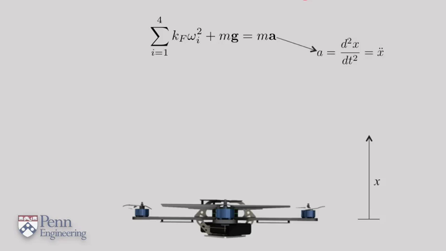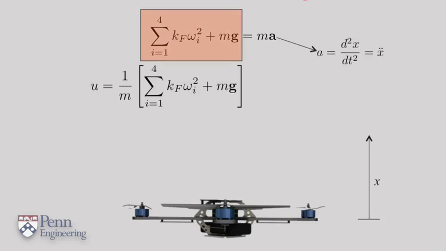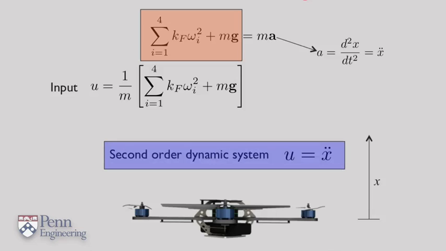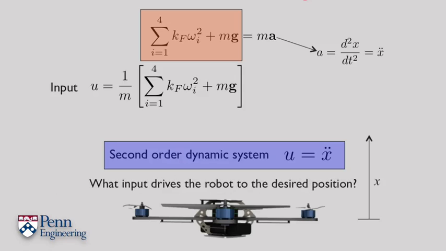Clearly, the acceleration is given by the second derivative of position. If you look on the left-hand side, you'll see the sum of the forces. Let's call U the sum of the forces divided by the mass. So you have now a very simple second-order differential equation with an input U and a variable x, such that U is equal to the second derivative of x. Our goal to control this vehicle is to determine the function U such that the vehicle goes to the desired position x.